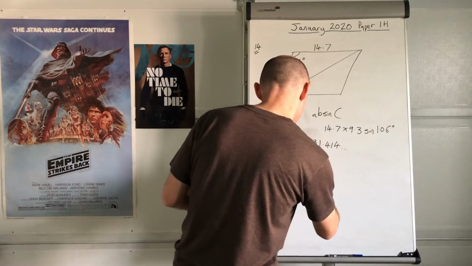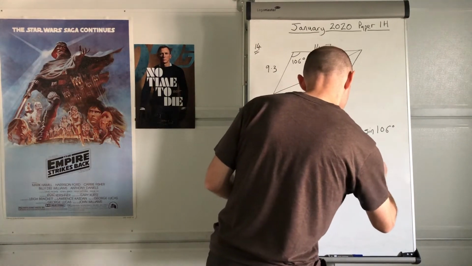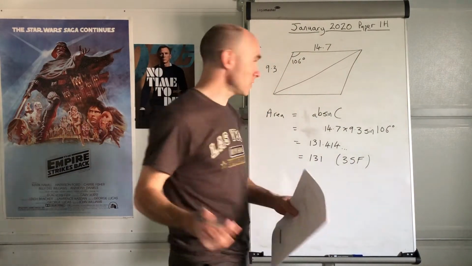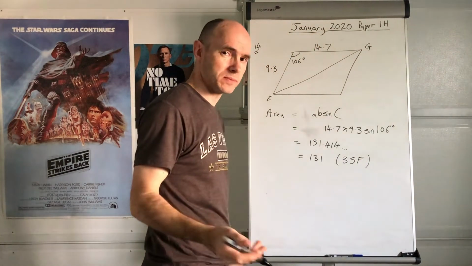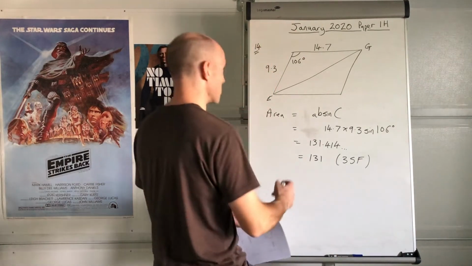131 to 3 significant figures. That's quite nice and simple, wasn't it? Part B, work out the length of the diagonal EG, so that's the diagonal there, and this is when you use the cosine rule. It's quite an easy question, but you should have found this easy.